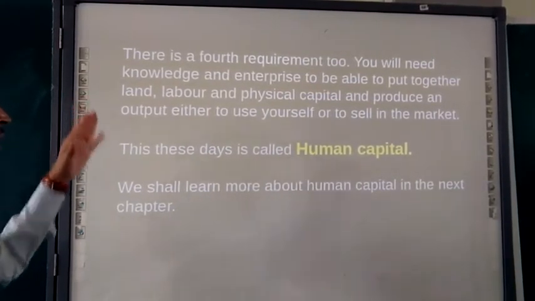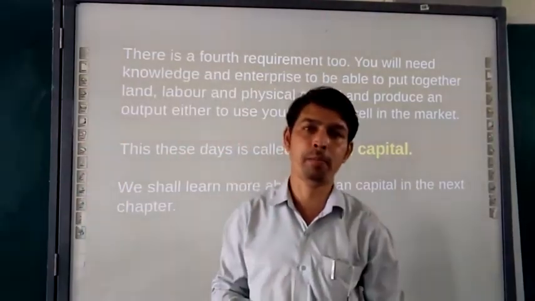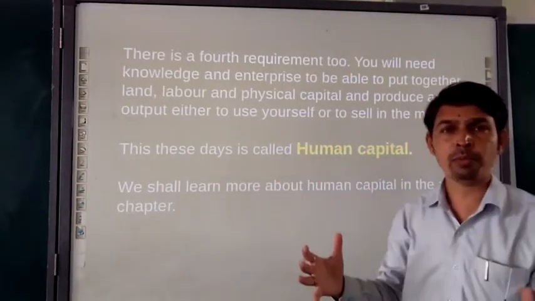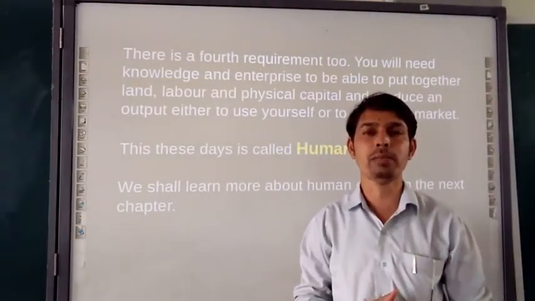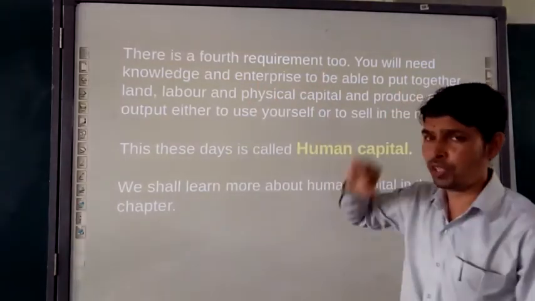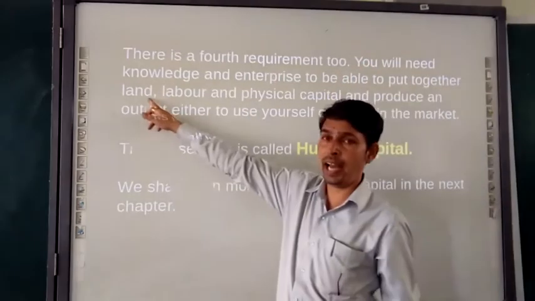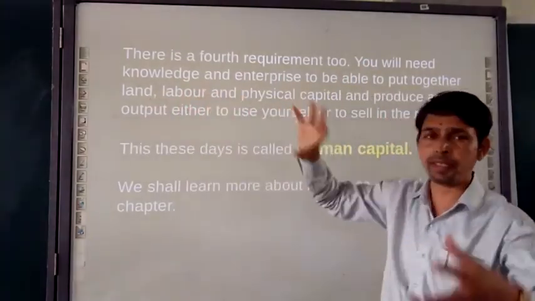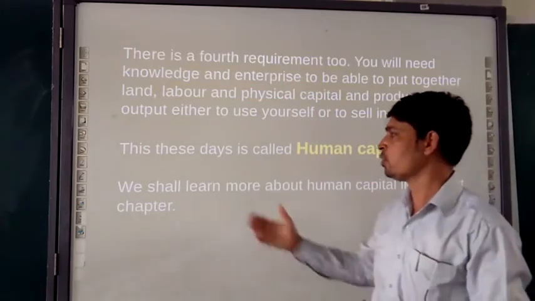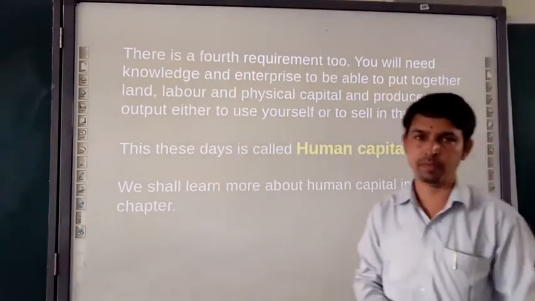So there is the fourth requirement too, and the fourth requirement is very, very important. What is the fourth requirement speaking about? Human capital. Without human beings, production is not possible at all. The fourth requirement applies knowledge and different skills to manage land, labor, and physical capital together for the production of any goods or services. We shall learn more about human capital in the next chapter.